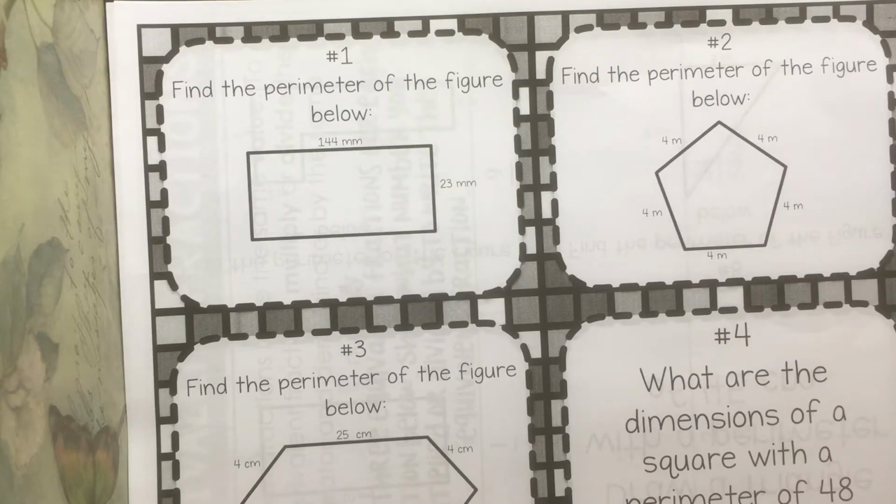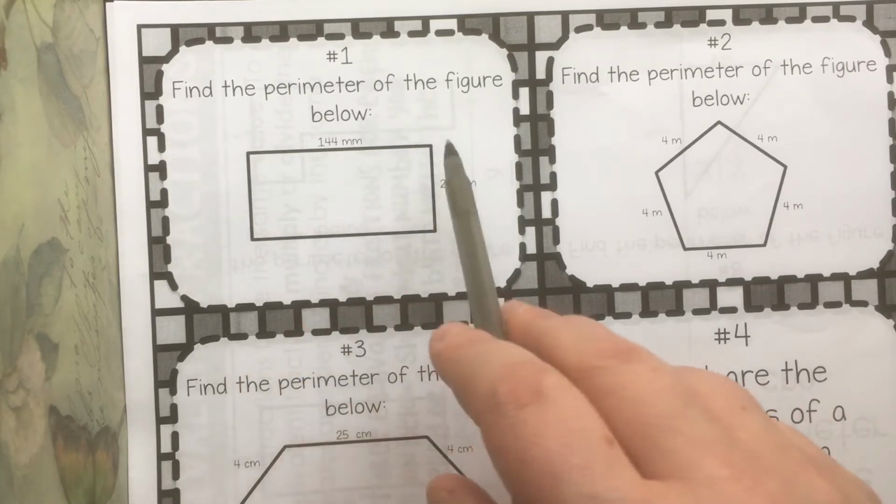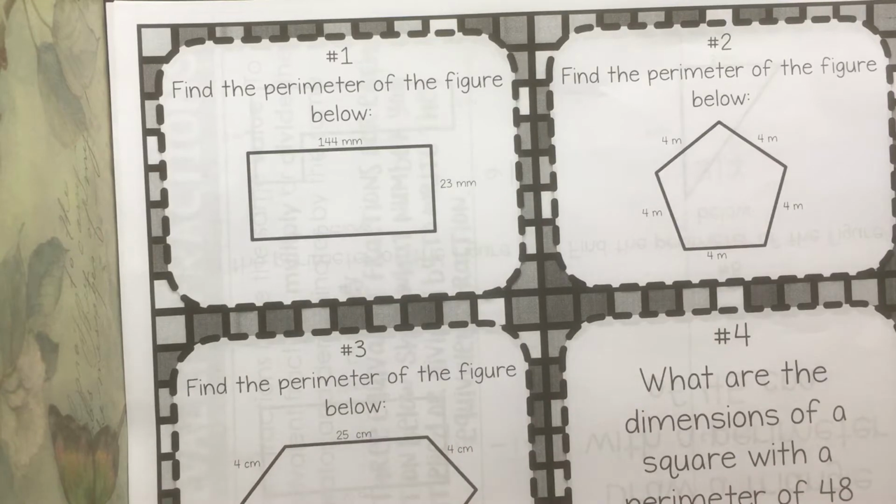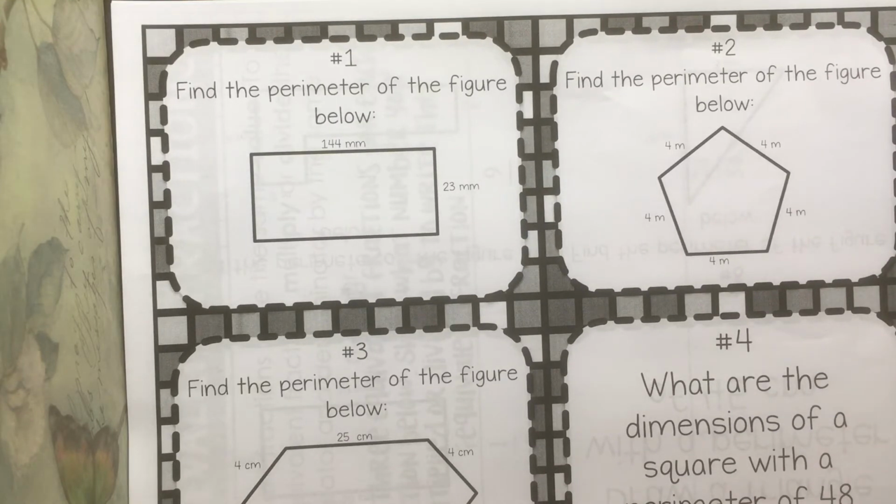Or maybe I wanted to put a line around my room. Or a piece of tape around my whole room. And I would add up the distances around the whole room to figure out what the perimeter is, okay? So we are going to do that, and we're going to practice that today.